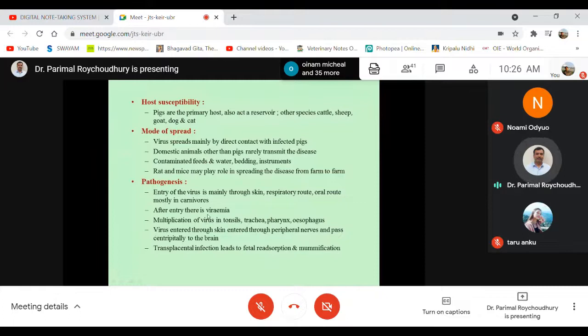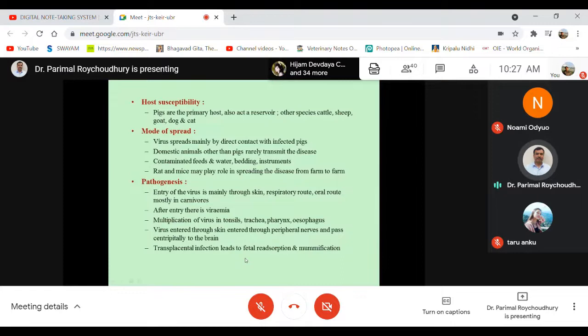That leads to a very high rise of temperature. That's the first clinical manifestation of the disease we could see. Thereafter, it will start developing respiratory signs like pharyngitis, tonsillitis, and then respiratory difficulties. These are the areas where the virus will replicate: the esophagus, pharynx, trachea, tonsils, and epithelial cells, causing inflammatory reactions.